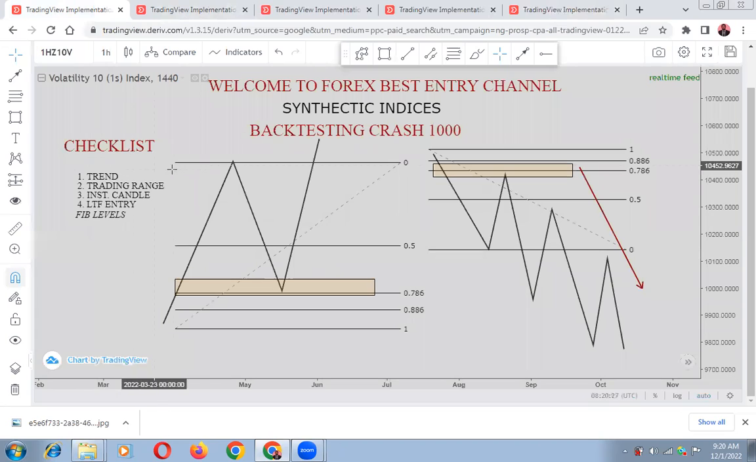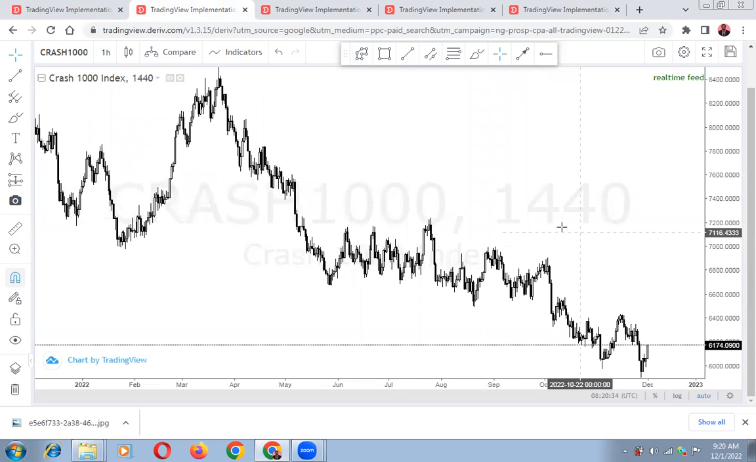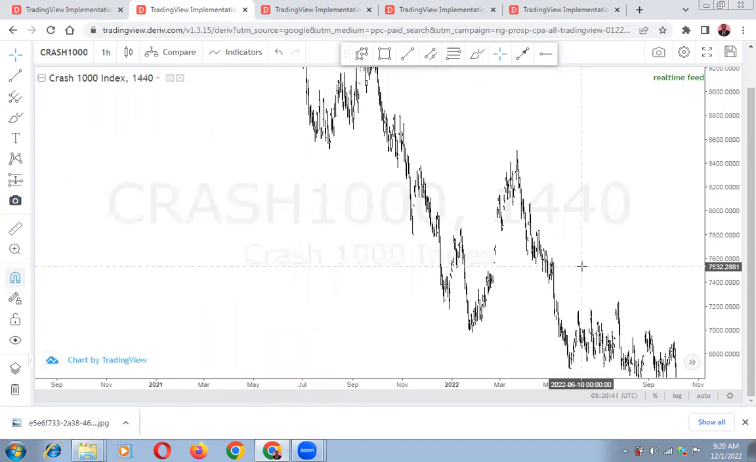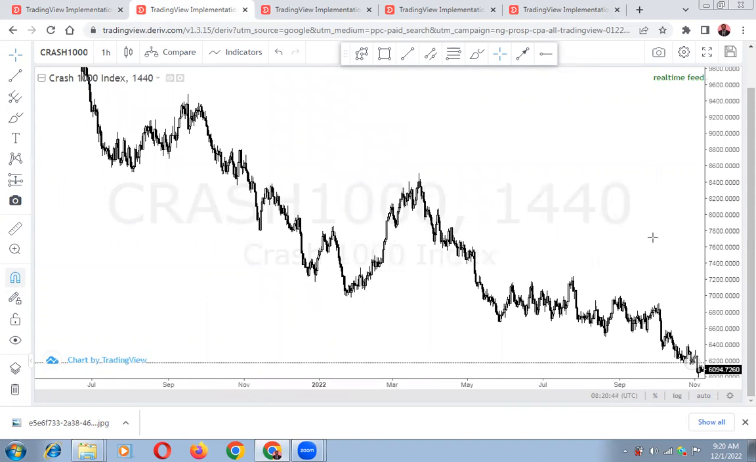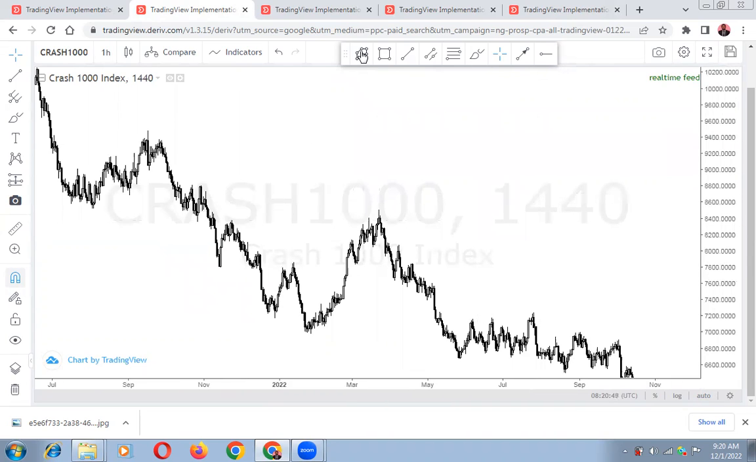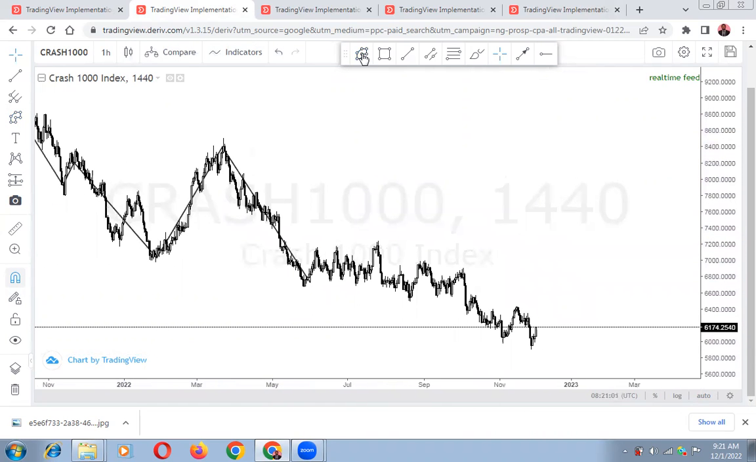Our checklist says we want to find out the overall trend of the market first. So Crash 1000, what has it been doing? Work with me as we take a flight on Crash 1000. Okay, this is Crash 1000. It's very obvious, Crash 1000 has been moving on a downtrend. It has been bearish.